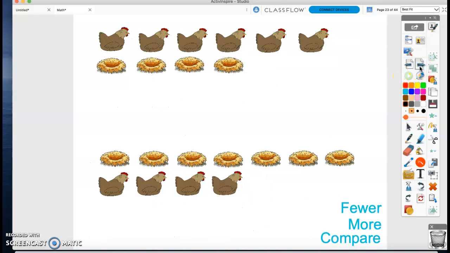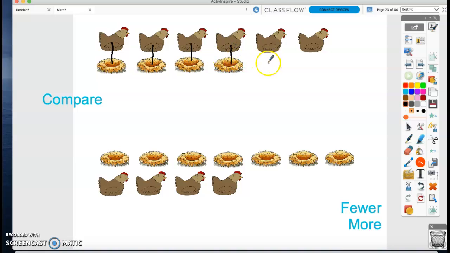Our next problem, we're going to say more and fewer, and we're going to use the word compare. So when I look and I see that some things have more and some things have less, I'm going to compare them and see how many more or how many less. So I'm looking at the chickens, and I notice that if I match up my chickens with my nests, and I match them up nicely, and I like to draw lines because the lines do help me see how many we have.